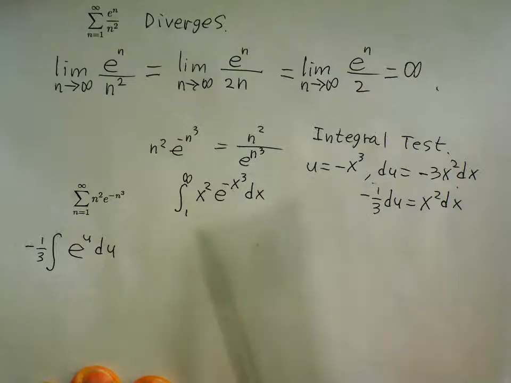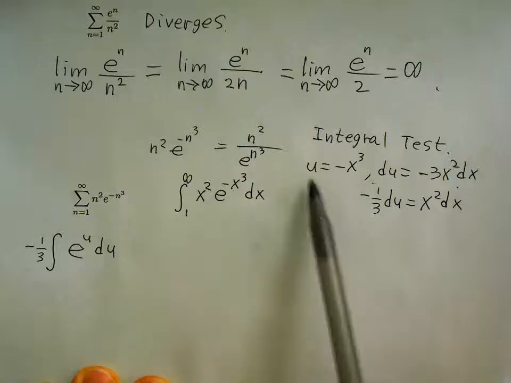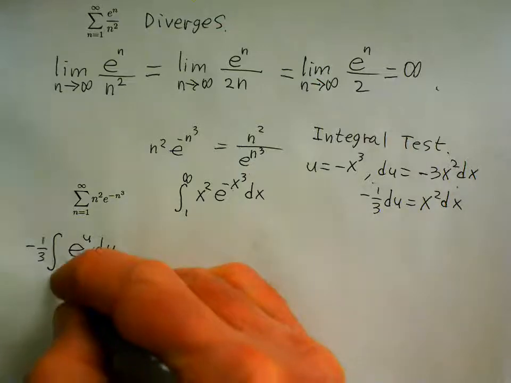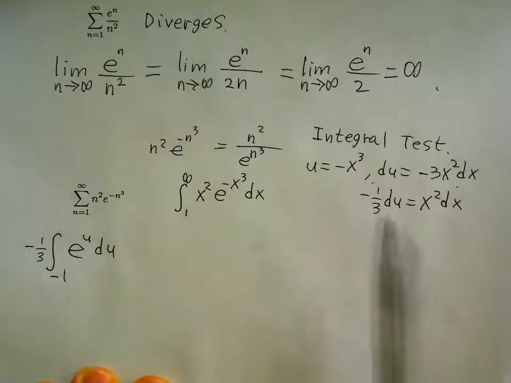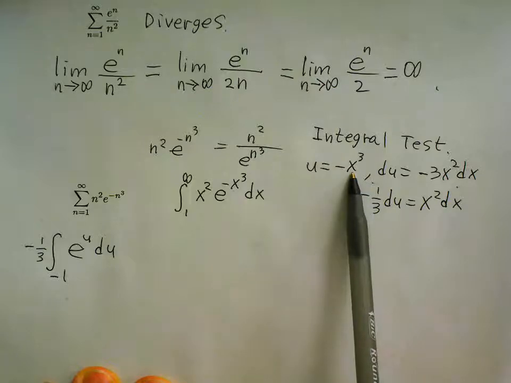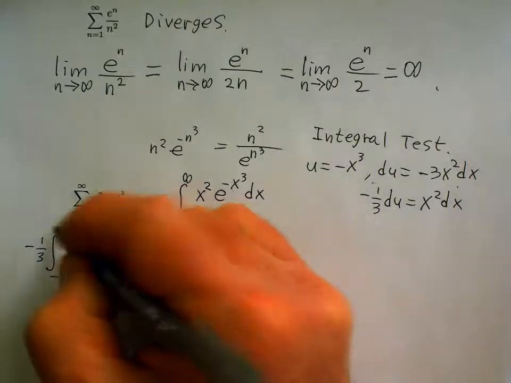When x is positive 1, u is negative 1 to the third, or negative 1. And when x goes to positive infinity, u goes to negative infinity.